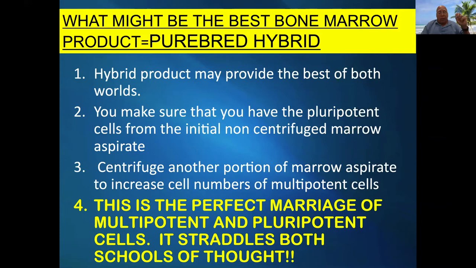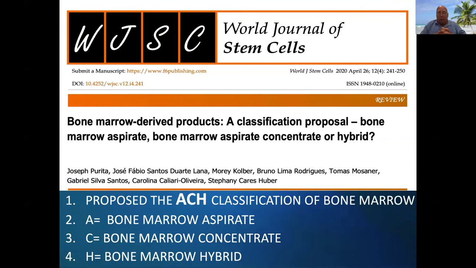And we actually published a paper. One of our guest speakers is my dear friend, Dr. Lana. He and I got together on this paper and we basically classified how bone marrow should be done. It's a classification system. So we have bone marrow aspirate concentrate, or a hybrid. And he and I are both of the opinion that a hybrid works the best. I've done thousands of cases, and by far, our results are best with the hybrid. So we have some bone marrow that's centrifuged, some that's not centrifuged. And it seems to give us the best results.